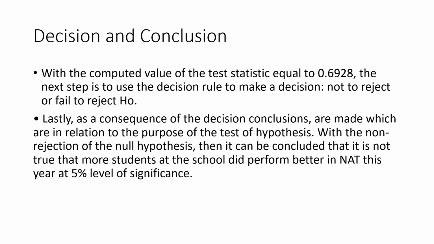Lastly, as a consequence of the decision, conclusions are made in relation to the purpose of the test of hypothesis. With the non-rejection of the null hypothesis, it can be concluded that it is not true that more students of the school performed better in the NAT this year at the 5% level of significance. Or we could say that there is no significant difference between the number of students who performed better in the NAT this year and the previous year.